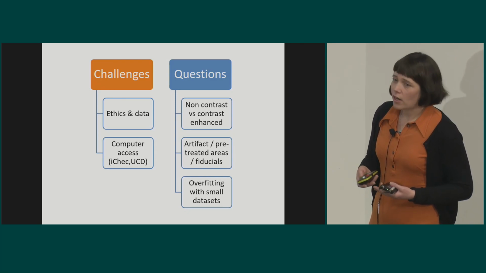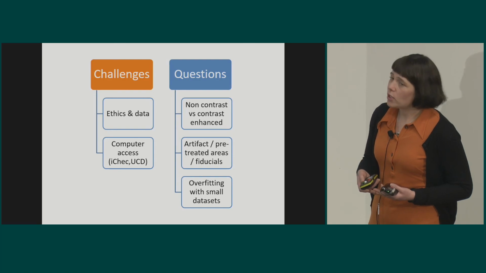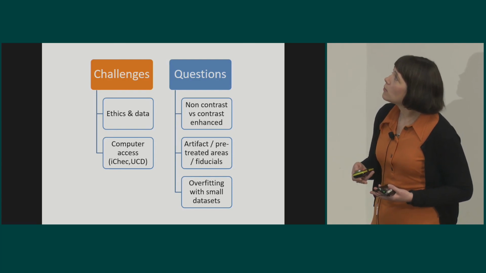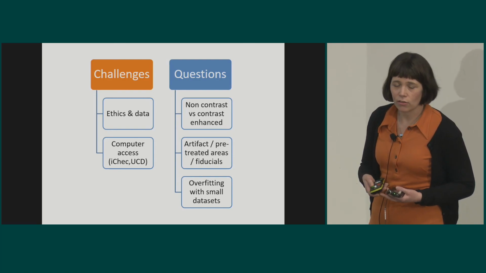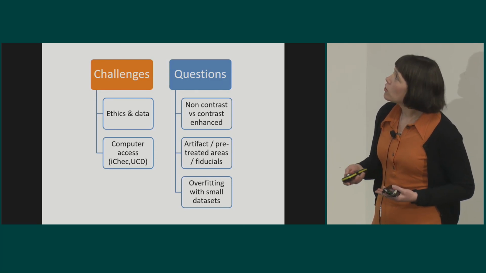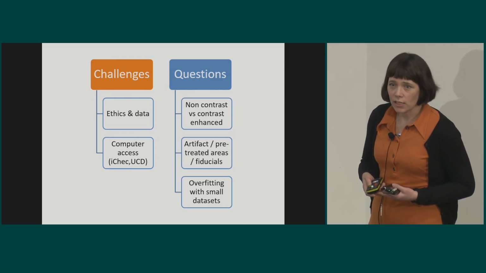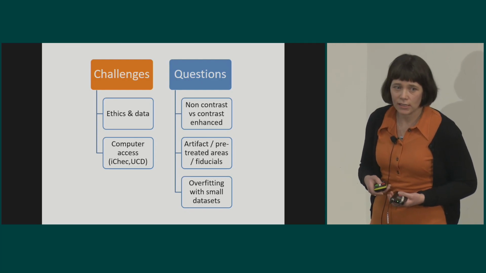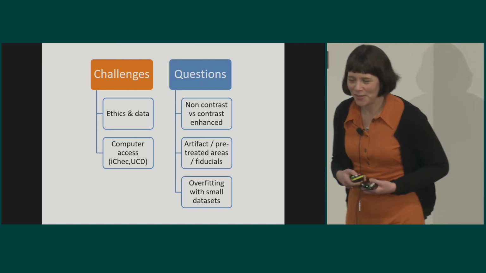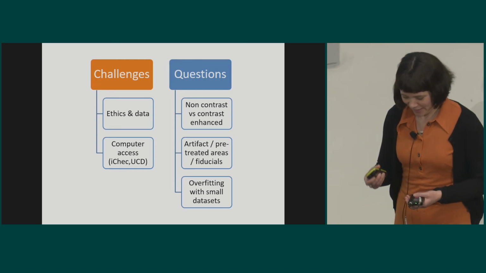So if you've got artifact in your image, and if you've got pre-treated areas and fiducials, how would this affect your contouring? And then also, we're probably not going to have a huge data set, so how do we overcome the issue of overfitting with small data sets? That's really the research I'm doing, so thank you.